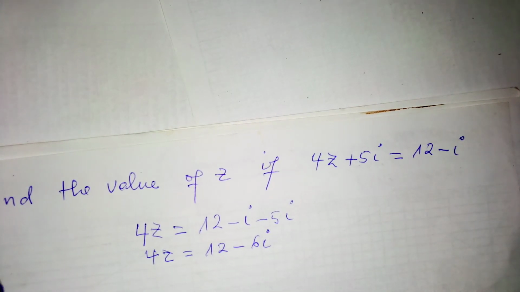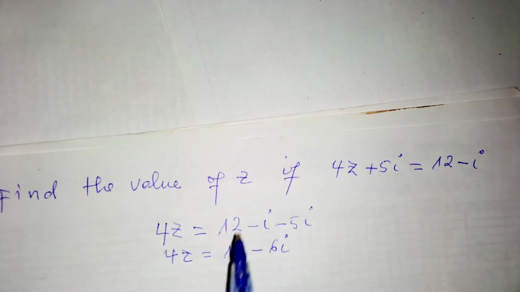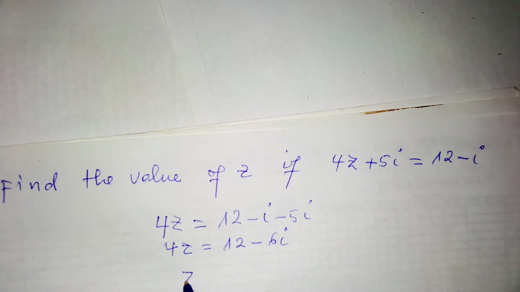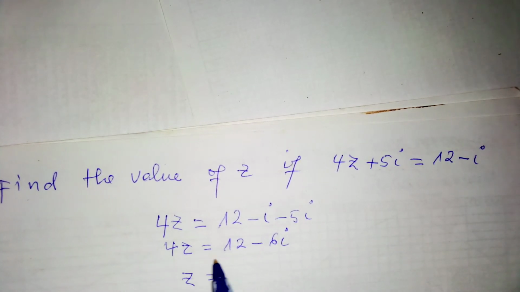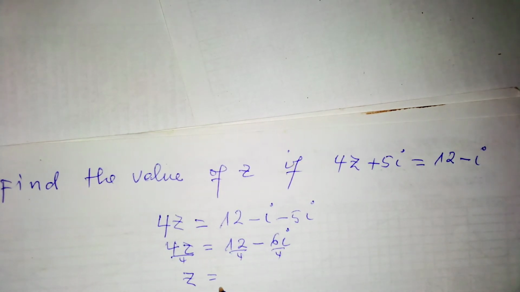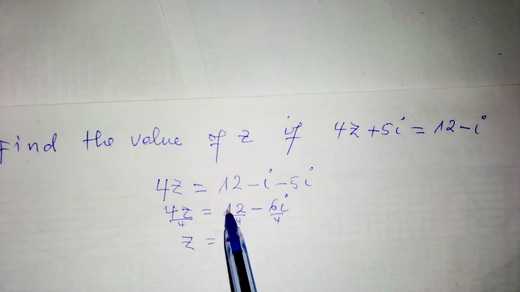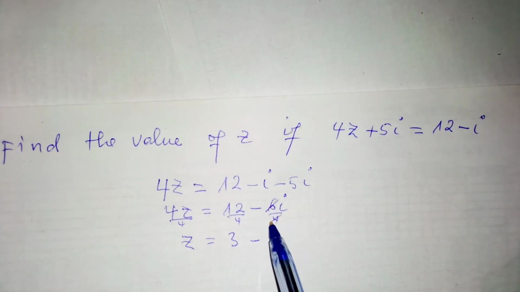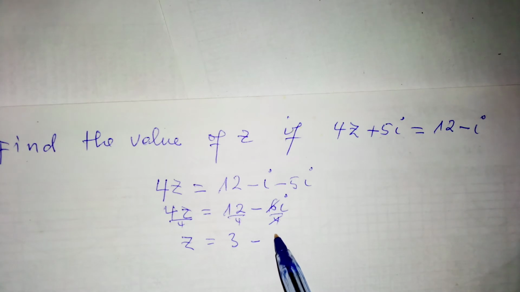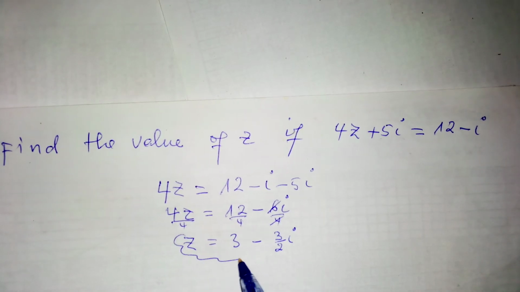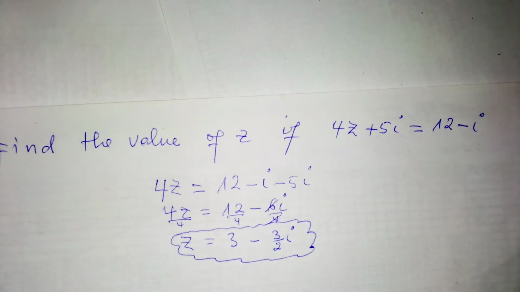And remember, the question is to find the value of z. To mean, in my equation, I need to find this z. So we get that z will be, I can divide by 4 on both sides, and I get z to be equal to 12 over 4 minus 6 over 4 i. I get 3 minus, here we can simplify by 2, and we remain with 3 over 2 i, and this will be the value of z.